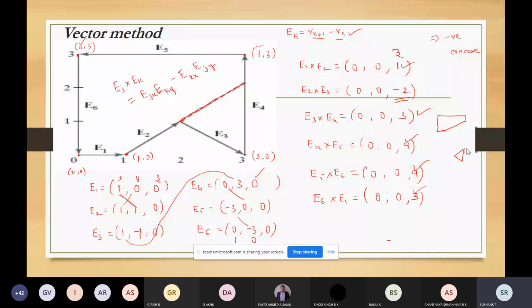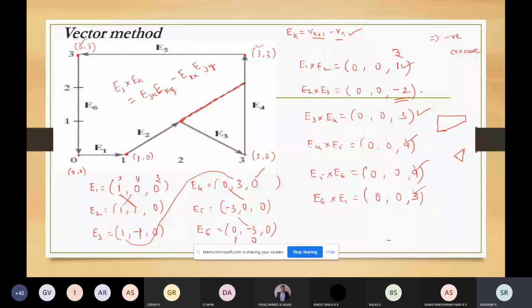See, first thing is, first classify the vertices by their coordinate positions. After that, find the edge vectors e1, e2, e3, e4, e5, e6. After that, calculate the cross product. Once you find the cross product of those edges, check the z component. Wherever the z component is negative, that is the edge vector from where you can split this concave polygon into convex polygons. Since here I have only one edge vector with negative component, I'm splitting only along the line e2.